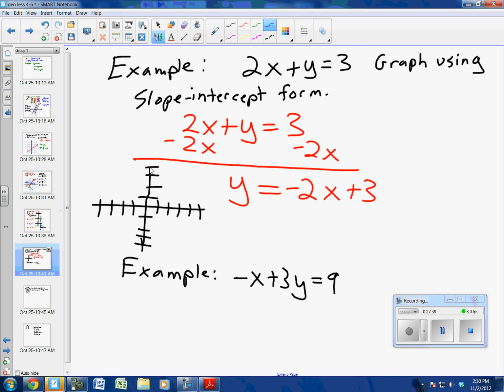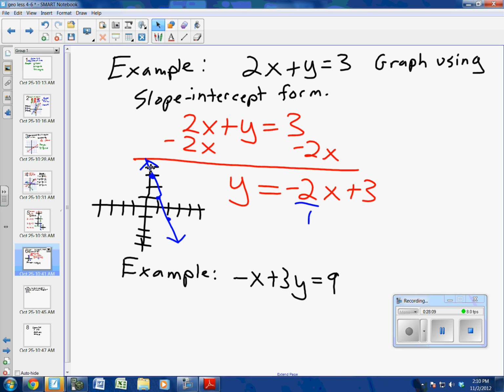Okay, you guys, y-intercept is what? 3. Now here's a different one right here. All of a sudden now my slope is not rise over run. It's just negative 2. What do I do? Yeah, I put a 1 under it. And so what is that? What am I going to do from there? Down 2, to the right 1. Down 2, to the right 1. Okay, and we graph it.